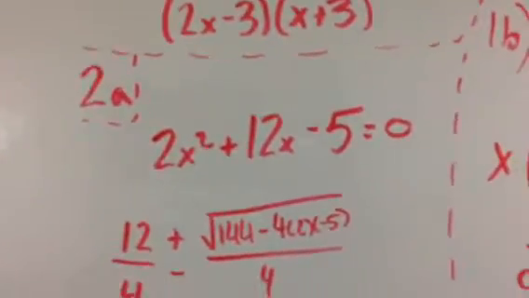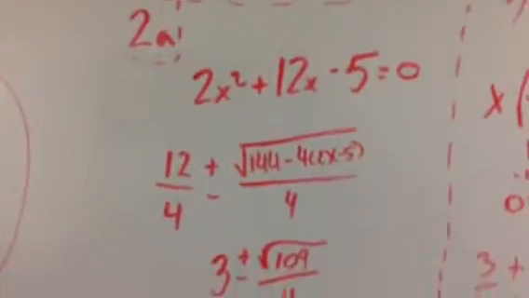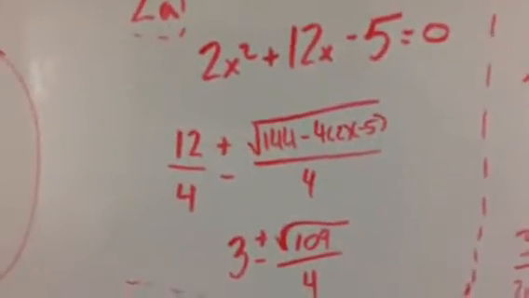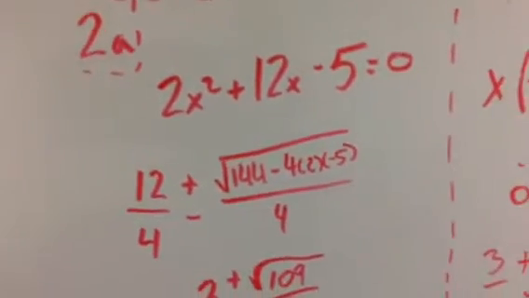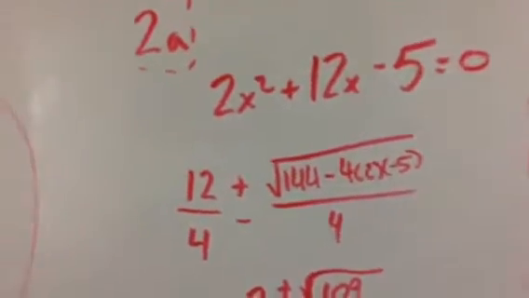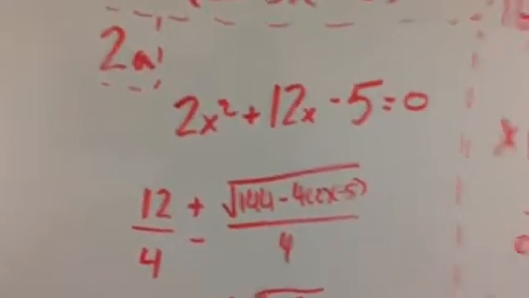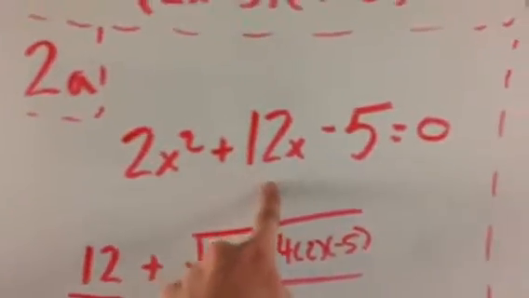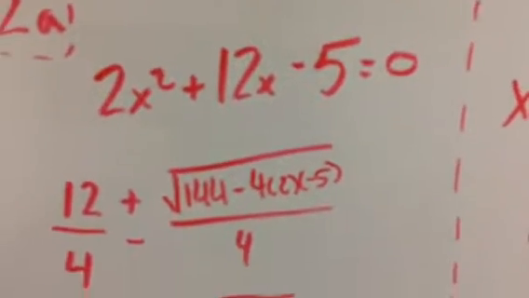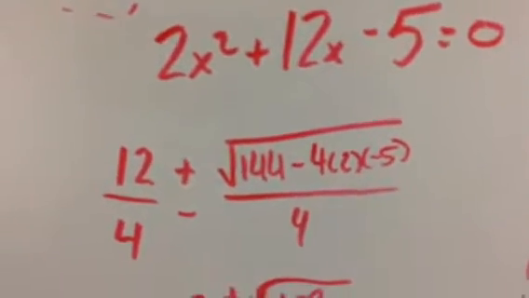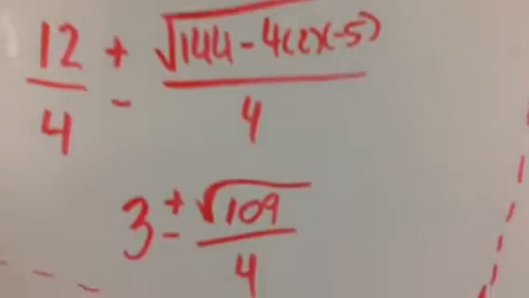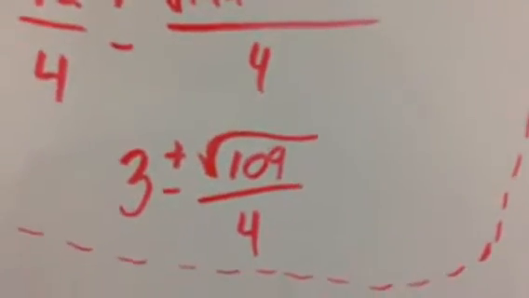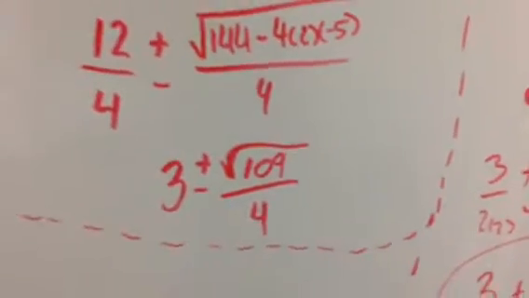And now here, what I did was the quadratic formula, which is negative b over 2a plus or minus the square root of b squared minus 4ac. This is the a value, this is the b value, this is the c value, and you can see how I put all of those in here. Then I simply solved to get my answer of 3 plus or minus the square root of 109 over 4.